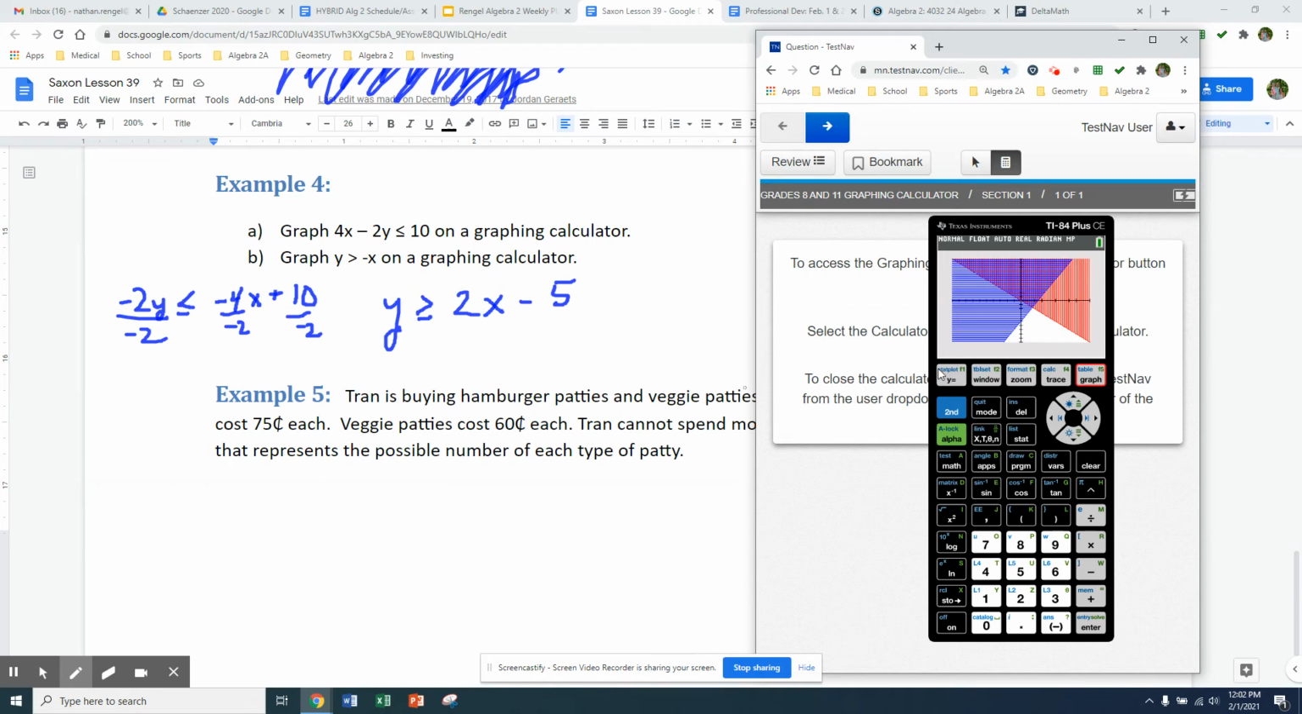Now I understand that sometimes it might go a little fast. Remember, you can rewind the video, you can pause it at certain points to match yours up with mine. But there would be your two equations. And remember to select your half plane that you want shaded. You can just go to the left and select those over there.